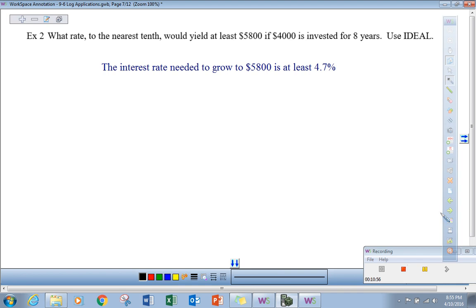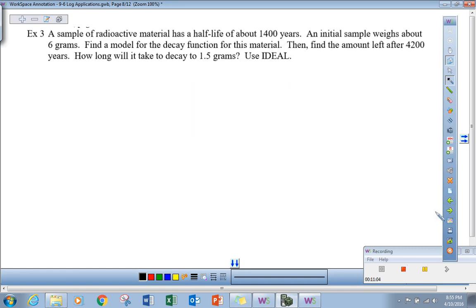I'll show you the long way, short way on number 3 and number 4, but they're going to be the same type of problem. So here goes. It says a sample of radioactive material has a half-life of about 1,400 years, meaning every 1,400 years our sample is going to decay to half of its value. An initial sample weighs about 6 grams. Find a model for the decay function for this material, then find the amount left after 4,200 years. Then it also says how long will it take to decay to 1.5 grams.